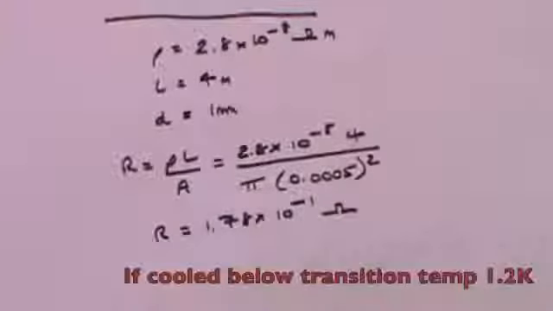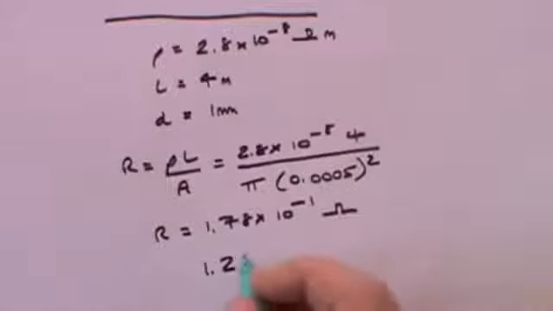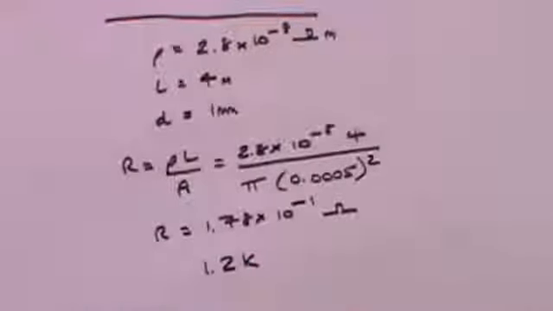The second part of the question is, what happens if that wire is cooled below the transition temperature for copper, which is 1.2 degrees Kelvin? What happens if it goes below that temperature? The answer is the resistance will fall to 0, because once anything falls below its transition temperature, it becomes a superconductor. Its resistance is 0. A current would flow in that wire forever.